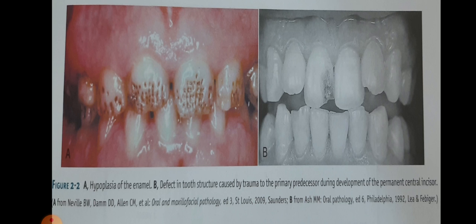This is figure 2.2 showing a hypoplasia of the enamel. In picture B, you can see a defect in the tooth structure caused by trauma to the primary predecessor during the development of the permanent central incisor.